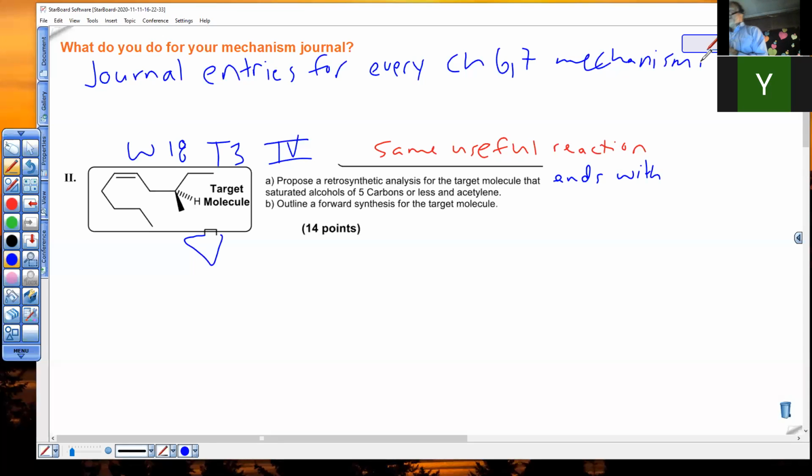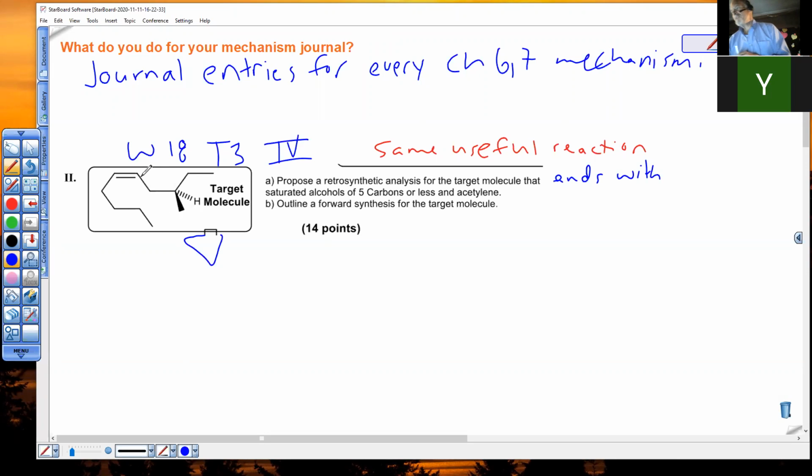So you're going to have that done before Monday, before you take the test Monday. It's due before you take the test. It's not after you take the test. If you're just starting mechanisms after the test, that's not how it works. That's not good for you. So that's what you're doing for your journal.